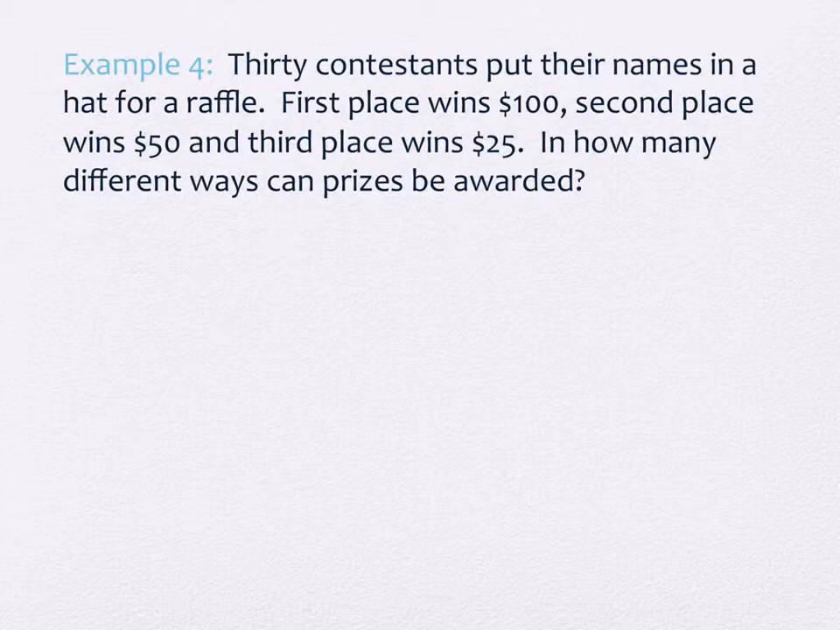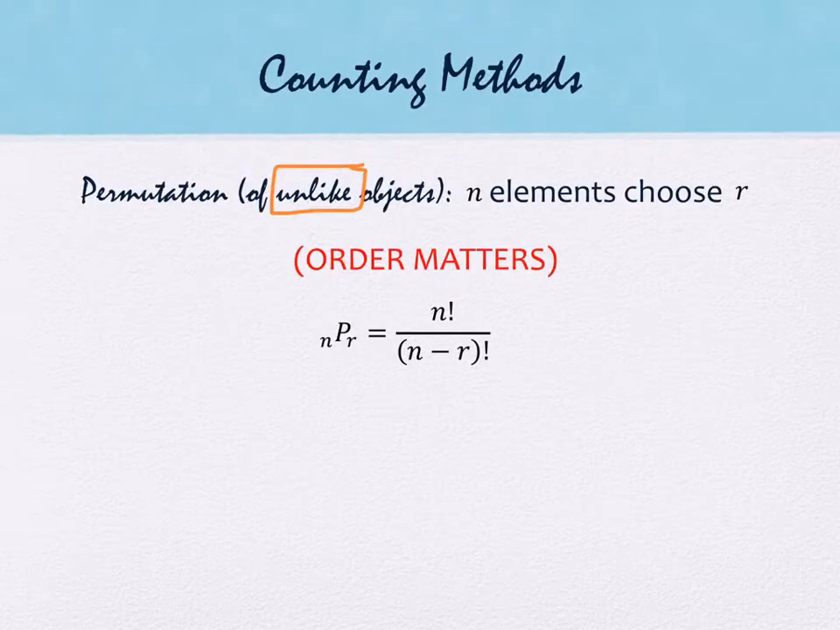The first place, second place, third place, that has to do with how people are winning things. In other words, if I win first place or I win third place, I win. But I win differently, right? So the order in which we put these people in their winner's circle matters. That's why this is the permutation instead of what we're about to encounter in a moment called a combination. The order matters. I either win $100 or I win $25. That's different. Okay, everybody good so far? Okay, so this really is a permutation of unlike objects because order matters, contestants are different.